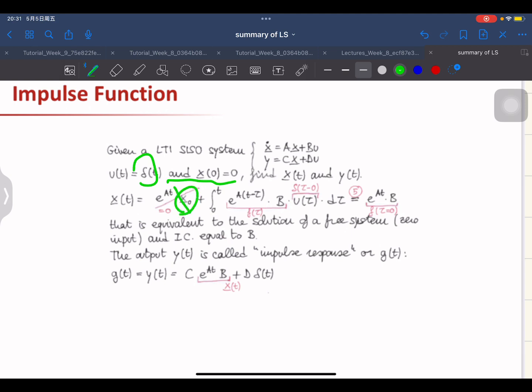How about u(t)? u(t) will equal delta(t). This one will equal f(tau). Okay, so finally, the function we get is this one, and that is equivalent to the solution of a free system with zero input and initial condition equal to B. The output y(t) is called the impulse response, or g(t). g(t) is equal to y(t), which is C times x(t) plus D times delta(t).